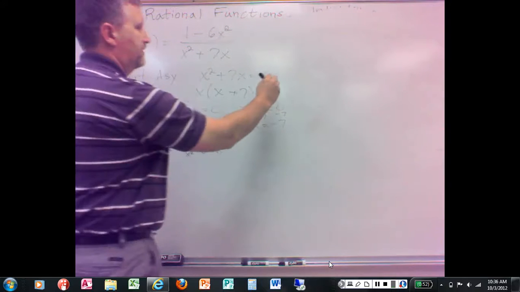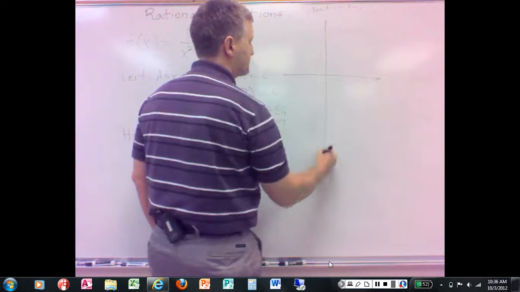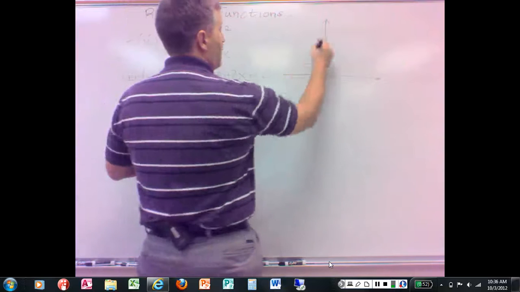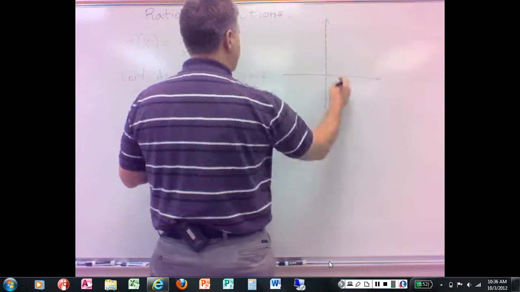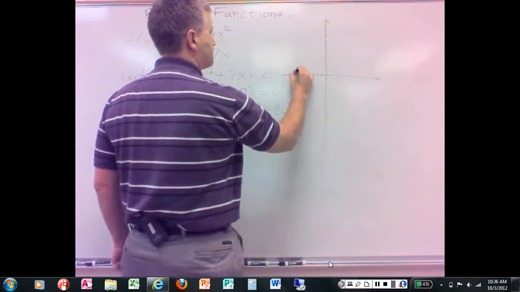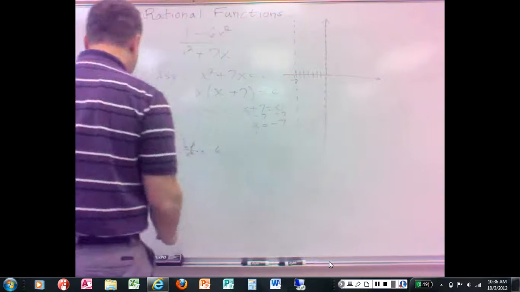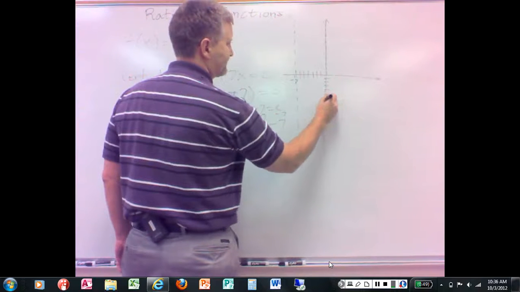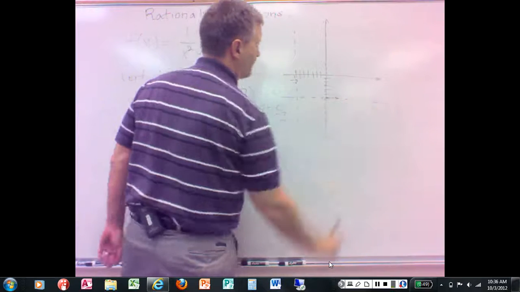So let's put those up here. All right, so we've got a vertical asymptote at x equals 0, which would be just the y-axis, and then negative 7. And then the horizontal asymptote's down at negative 6. Do a dotted horizontal line at negative 6.